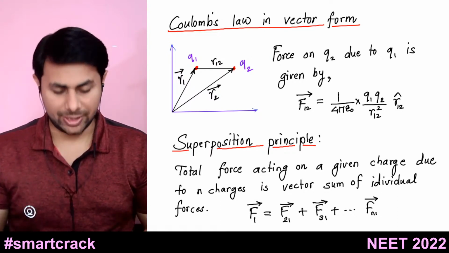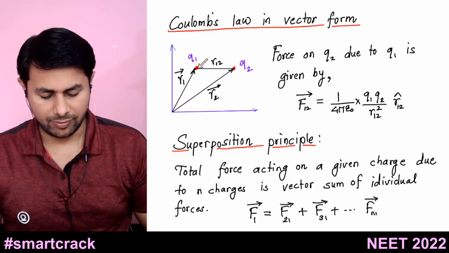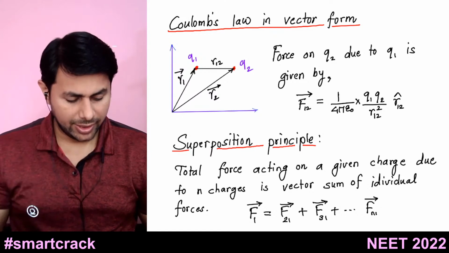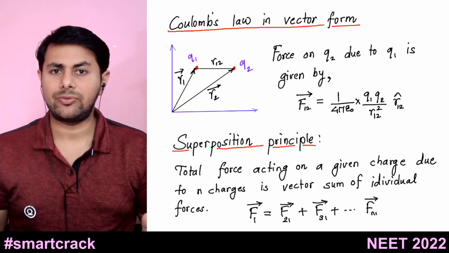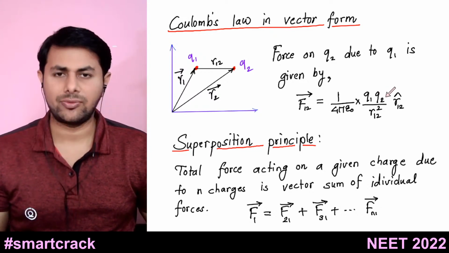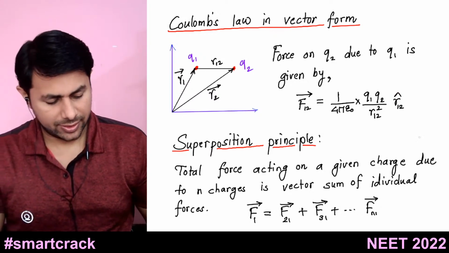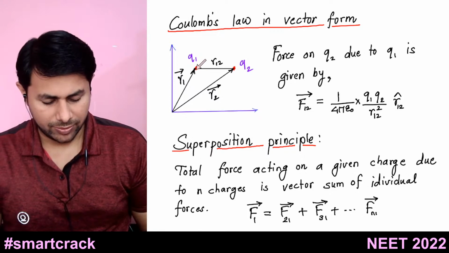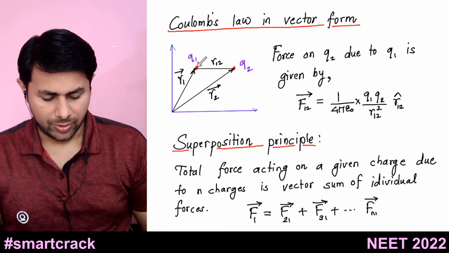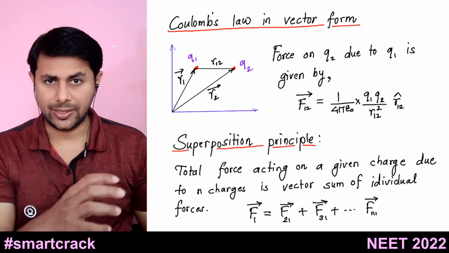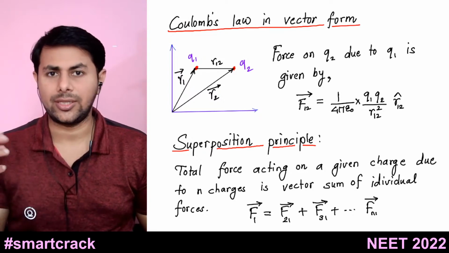That means there will be repulsion, so q2 will be pushed away by q1. But if one charge is positive and another one is negative, then the product of the two charges will be negative, and that means the force will be in the opposite direction to that of r12 bar. So r12 bar is like this, from q1 to q2. That means q1 is repelling q2, if the force is along that line.